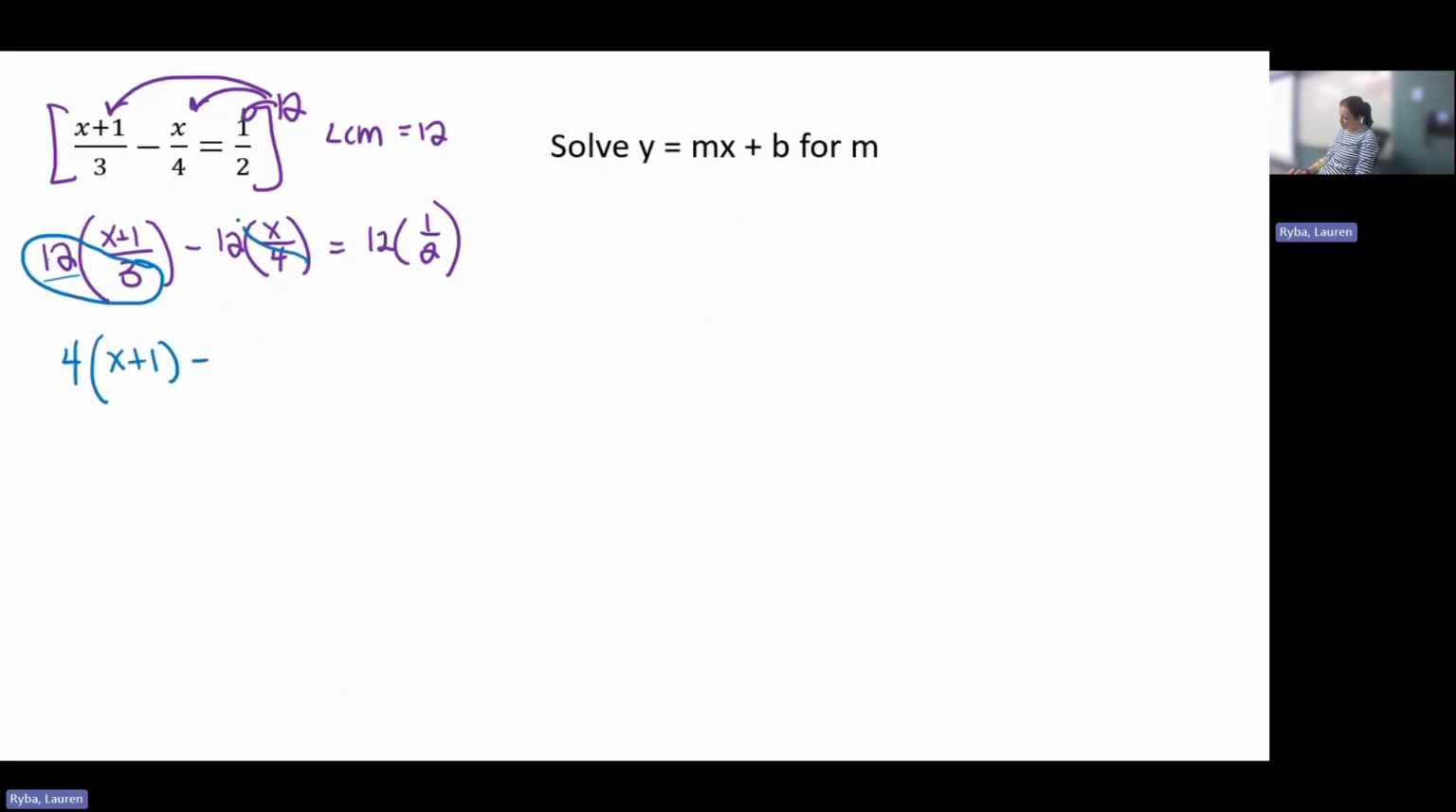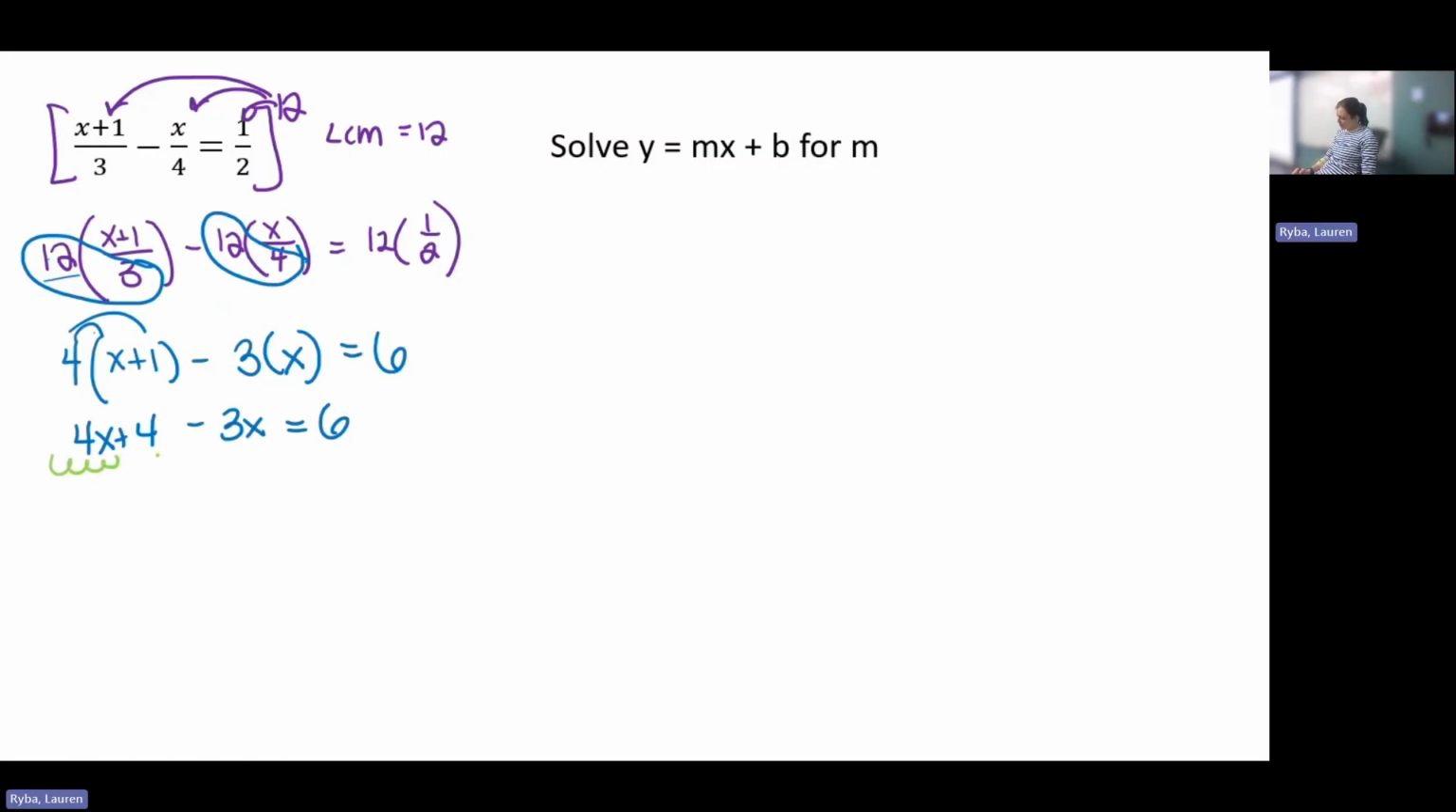Okay, and then I can do this next one here. 12 is multiplied by x, but then divided by 4. So 12 divided by 4 is 3, which then multiplies by x. And this one's a little bit easier. Half of 12 is 6, or 12 divided by 2 is just 6. Then this looks like what we just did on the other problem, where we now distribute. So 4x plus 4 minus 3x equals 6.